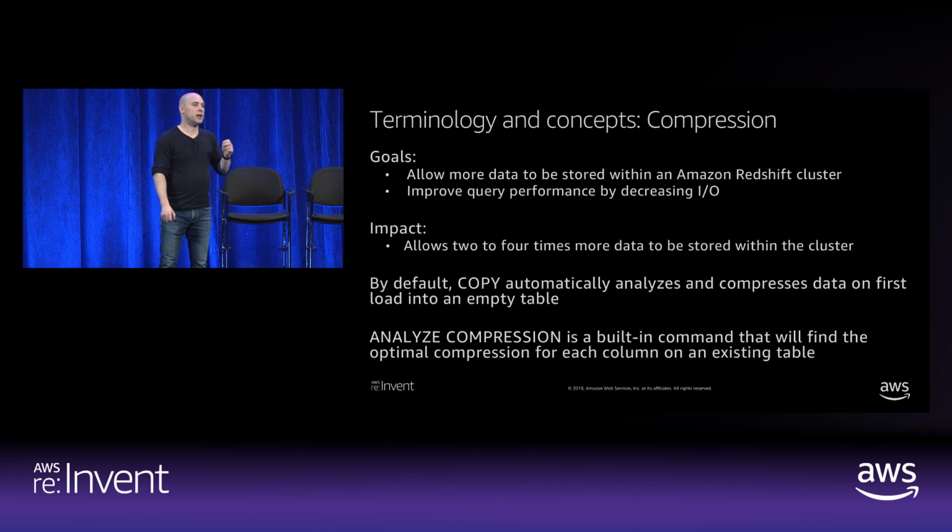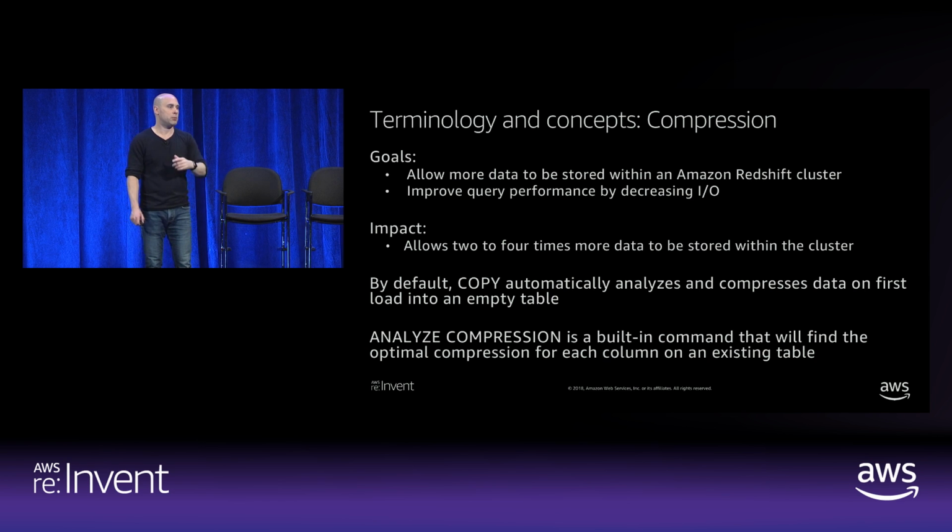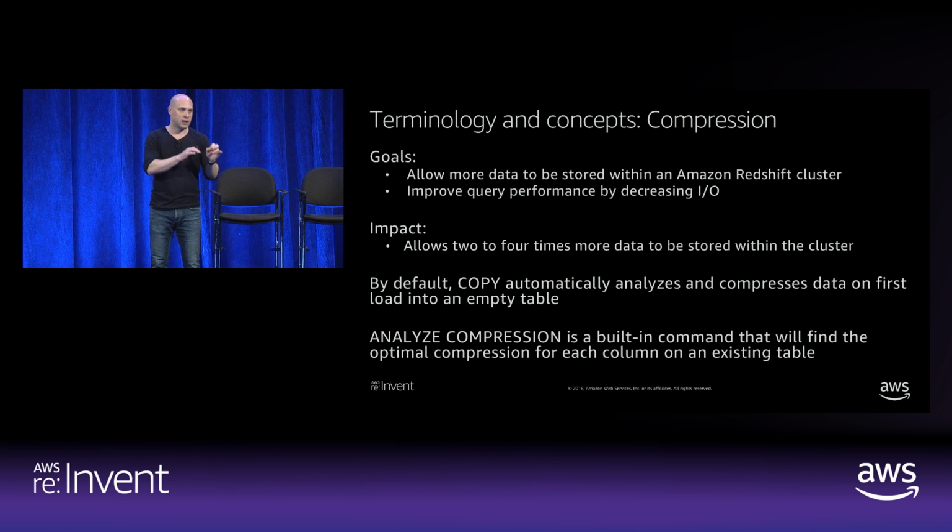The first time you load data into a Redshift table with the COPY command, we will automatically apply compression to that table. So if you haven't set compression on an existing table or a new table, the first time there's a load into it, we will automatically set it. We also have a command called ANALYZE COMPRESSION. You can just type ANALYZE COMPRESSION and the name of a table, and if there's data in the table, we sample the data out of that table and figure out the optimal compression for it.